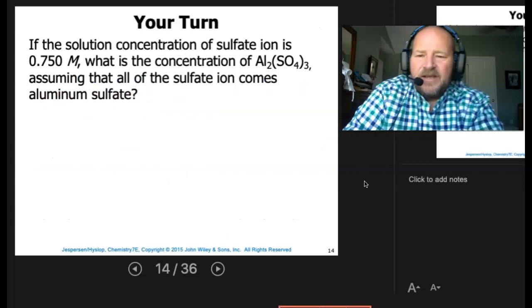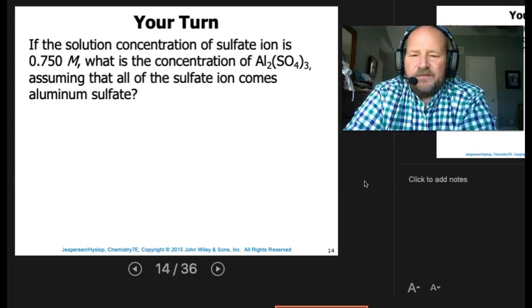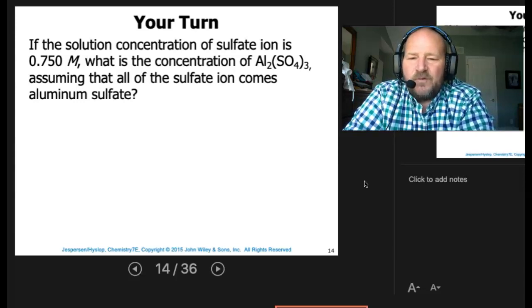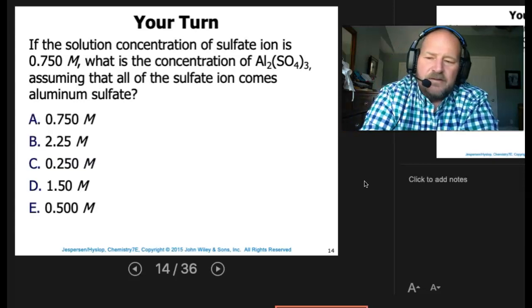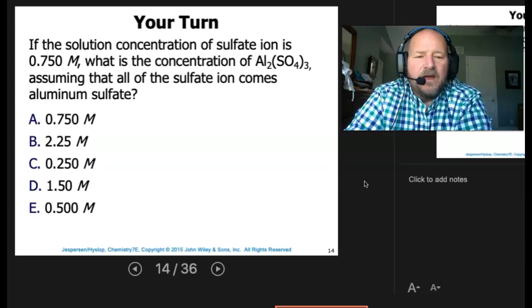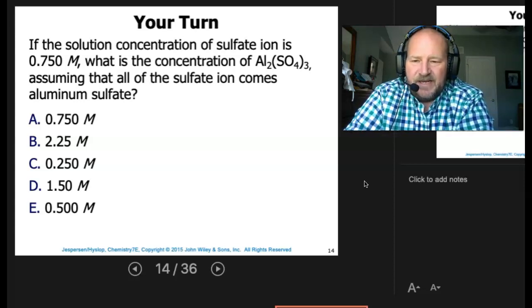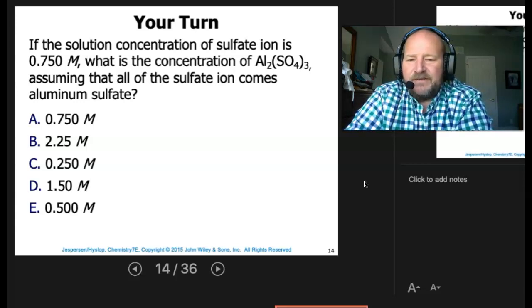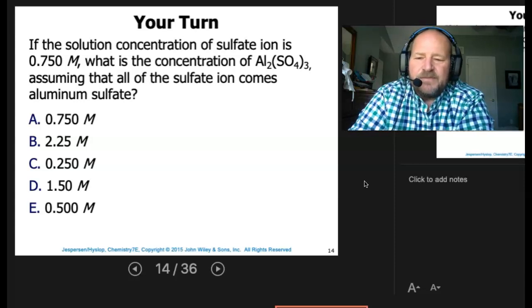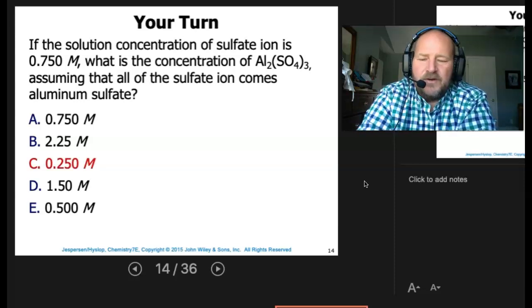All right. If the solution concentration of sulfate ion is 0.75 molar, what is the concentration of aluminum sulfate, assuming that all of the sulfate ion comes from the aluminum sulfate? Of course, it's multiple choice. So if the solution concentration of sulfate ion is 0.75, assuming that all the sulfate ion comes from aluminum sulfate, what is the concentration of aluminum sulfate? And hopefully you got C here.